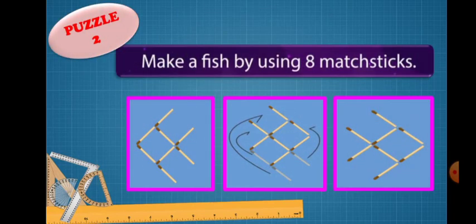Puzzle 2. Make a fish by using 8 matchsticks. Then pick up these 3 sticks, this first one, the second one and the third one, and place the matchsticks like this. Then you can observe that at the start the fish is swimming from right to left, and in the final result it swims from left to right.